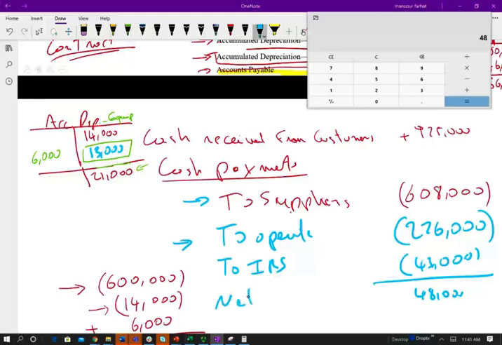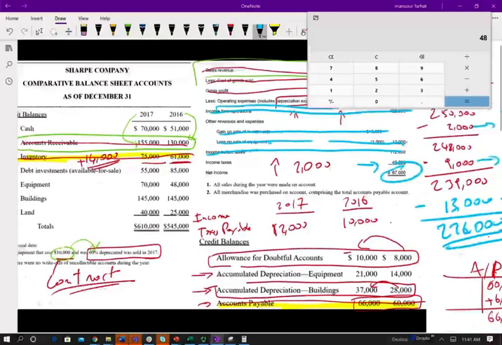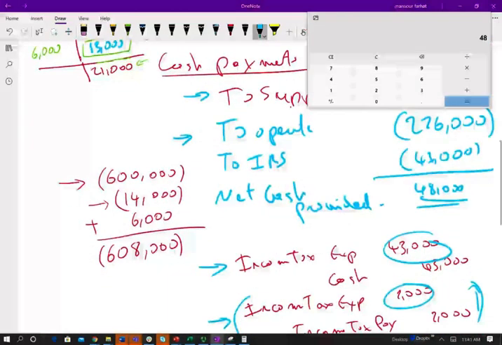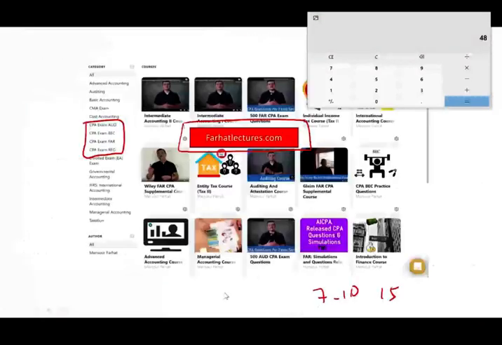So this is net cash provided, 48,000, which is positive. But notice here the net income was 67. Net income was 67. Cash provided is 48. So this is the direct method of preparing the statement of cash flow. Why is this important? Why is this example important? Because it helps you convert from accrual to cash. Sometimes you have to go from cash to accrual. Make sure you are familiar with this.